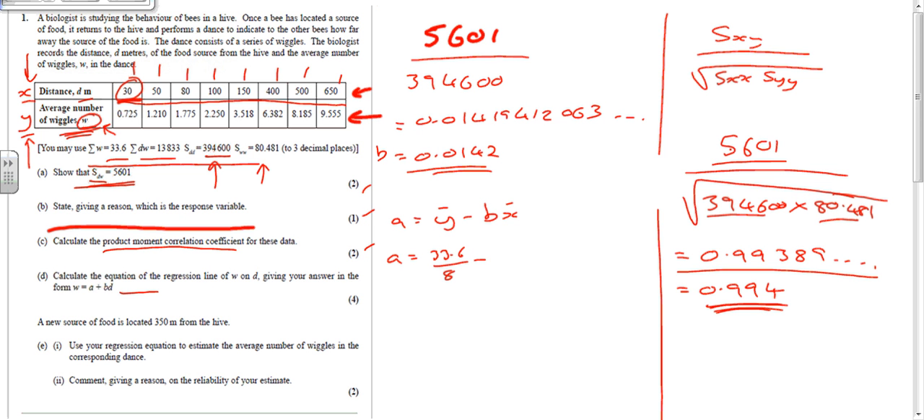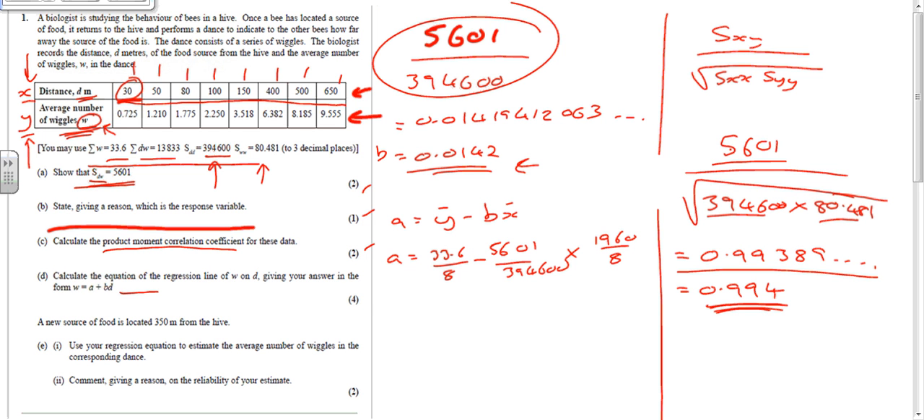Then what we do is we take away b, which we've just worked out, this thing here. Now again, don't use 0.0142, use the whole thing here. So 5601 over 394,600. That way you're not going to lose any marks for accuracy. Times by x bar. Now x bar is the sum of x, or in this case the sum of d, which we worked out earlier as 1960. Divided by 8. And if we do that, it gives us 0.7224, and so on. So 3 significant figures every time, 0.722.